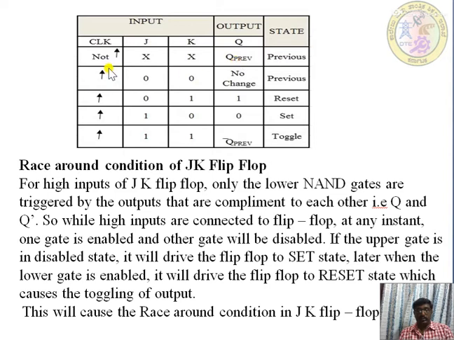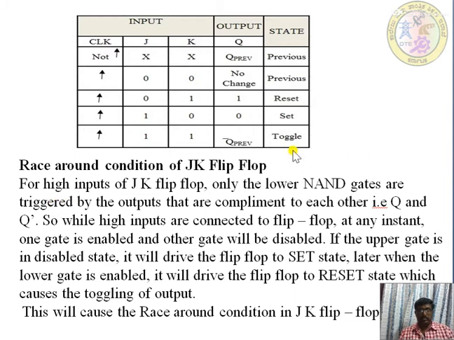So when the clock is high, when J and K are both 0 0, that is a no change state. When 0 1, what is the value? Q is 0, that is a reset state. When J is equal to 1, it will be in a set state. When 1 1, it will be in a toggle state.